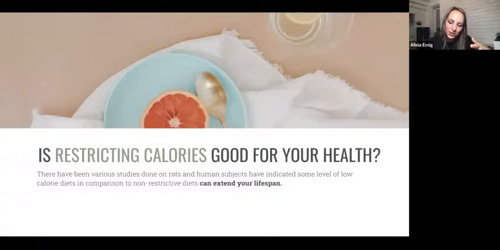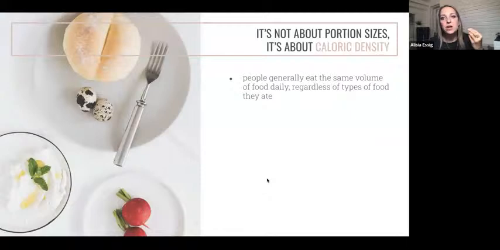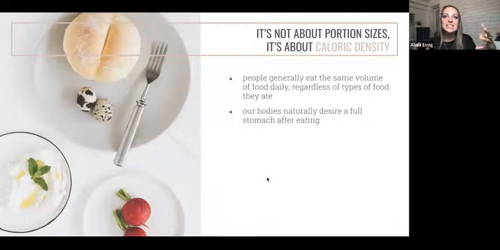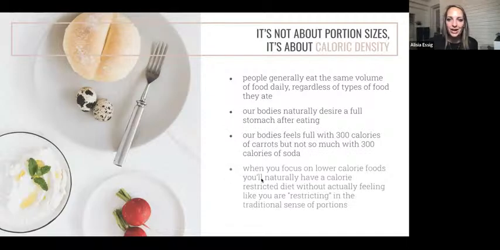I know it's comfortable to just be able to eat whatever, whenever you want. It's a comfortable spot that we all like to be in. But truthfully, if you are eating fewer calories in a comfortable way by prioritizing plants, it's going to extend your lifespan and it matters. And so I want you to really recognize that no matter what, you're going to eat the same amount of food. People, when given the option, are going to be eating the same amount regardless of calories. We desire to have a full stomach after eating. Our body feels full with 300 calories of carrots, but not with 300 calories of soda.